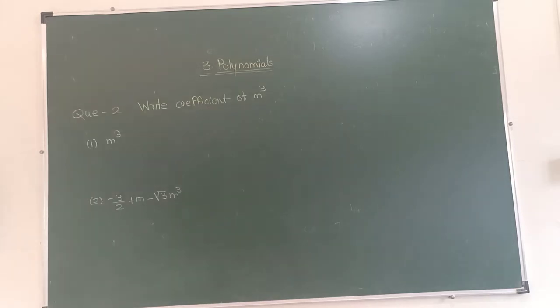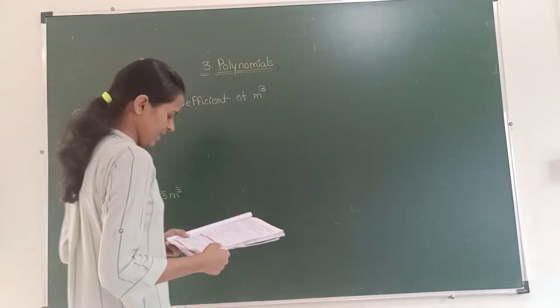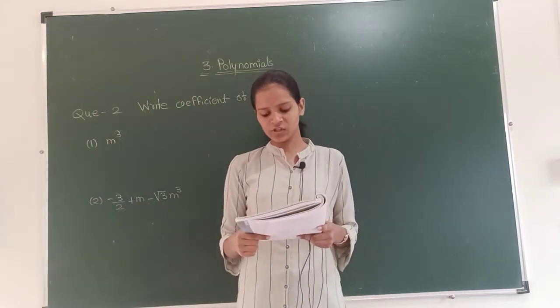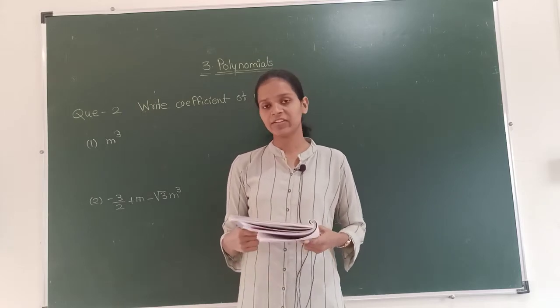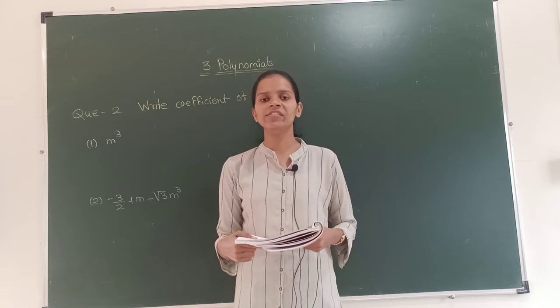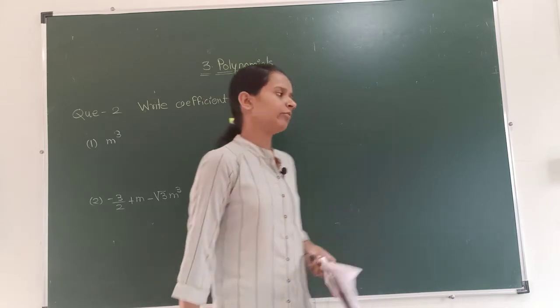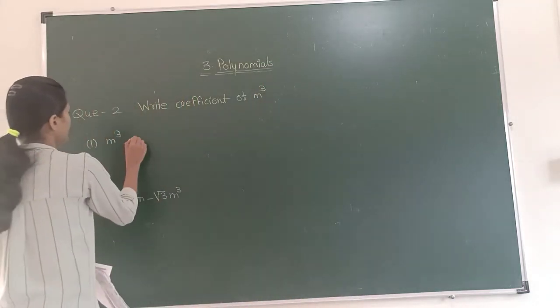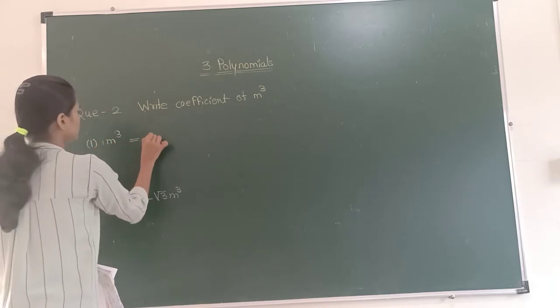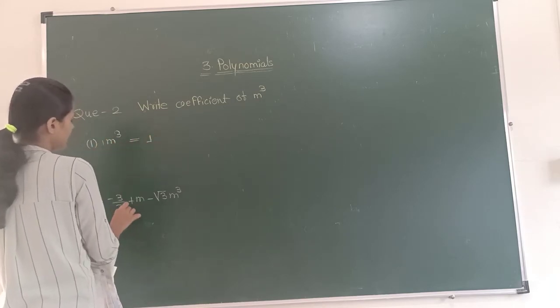Question number 2 from your practice set 3.1 is, write the coefficients of m raised to 3 in each of the given polynomials. They have given us 3 examples, and we have to write the coefficient for m raised to 3. We will write this, see, m power 3. The number before m is nothing, that is 1. The coefficient is 1.